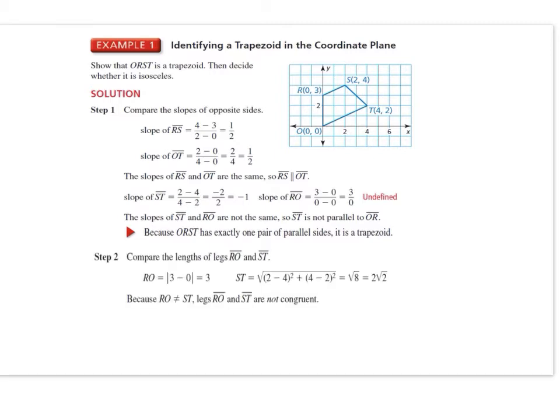For step 2, we want to compare the lengths of the legs, and this is to verify whether it's isosceles. So the length of RO, which is a vertical segment, and those are really easy to figure out lengths because you just count along that vertical segment, so you get a count of 3. But for ST, it's going diagonally, so you have to use the distance formula. So we plug in the numbers for x, y of each endpoint into the formula, and we get square root of 8, which simplifies to 2 square root of 2. So these are not equal lengths, therefore it is not isosceles. So quadrilateral ORST is not an isosceles trapezoid.